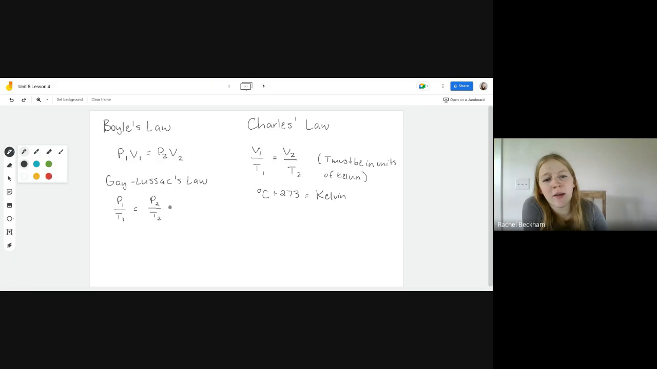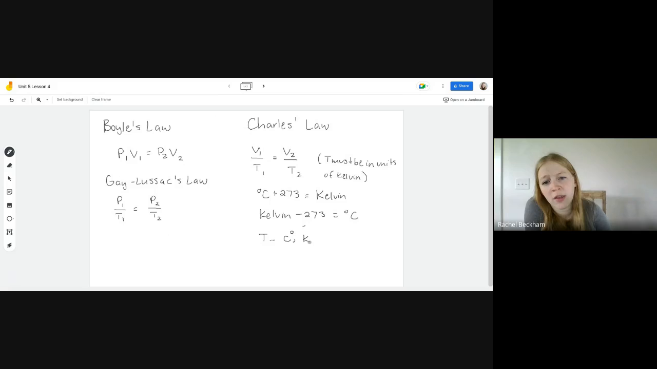For one, anytime you have temperature, T, you need to have it in units of Kelvin. If they give it to you in units of Celsius, to convert over to Kelvin, you can add 273 to get to Kelvin. And vice versa, if you have Kelvin and they want it in Celsius, which they might ask for the final answer to be in Celsius, you can just subtract 273 to get it back to units of Celsius.